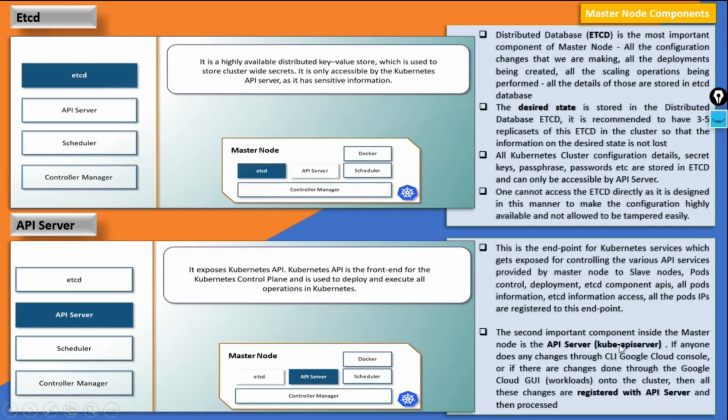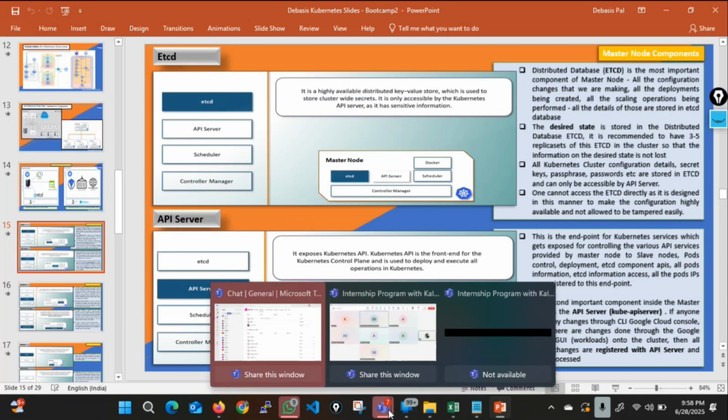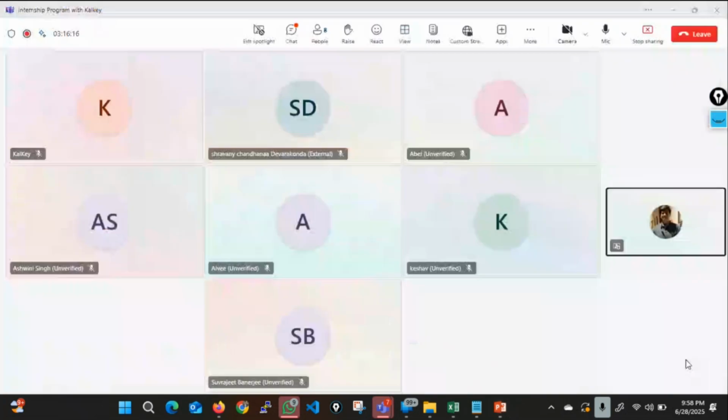The second most important component on the master node is the kube-apiserver. Can you give me 1 minute? I'm having some nose congestion. I will clear it. Okay, I'm coming. Can you give me 1 minute, please? I have some congestion. Will that be okay? Just 2 minutes. Okay.